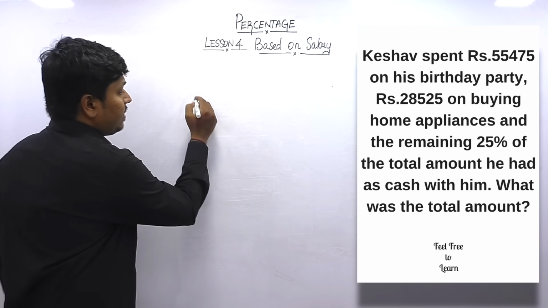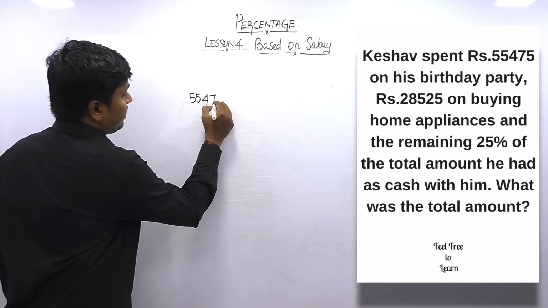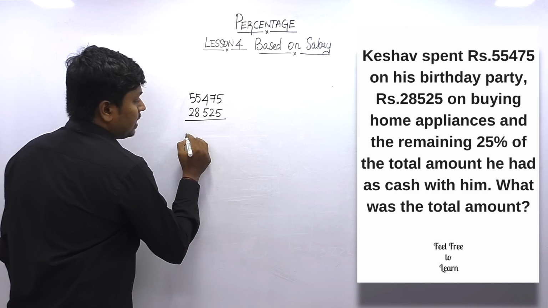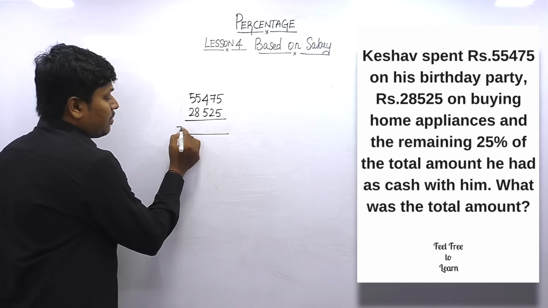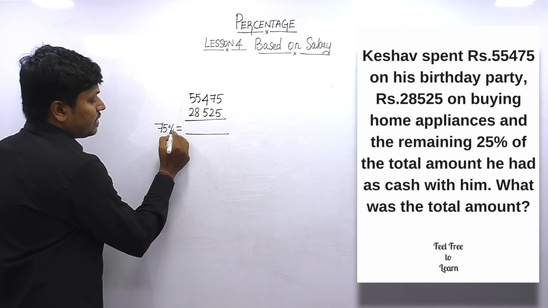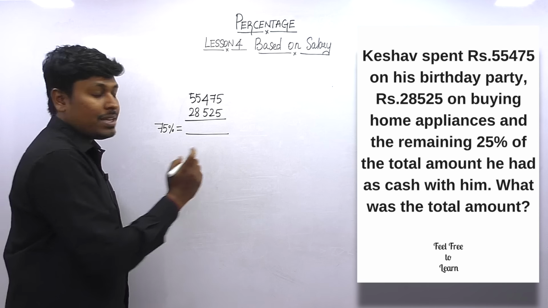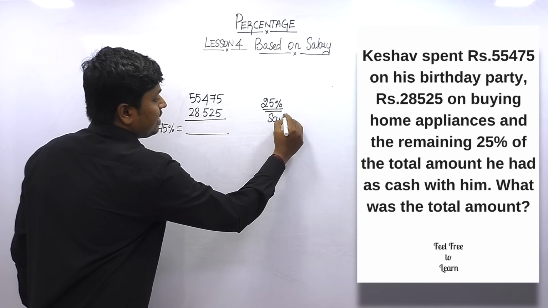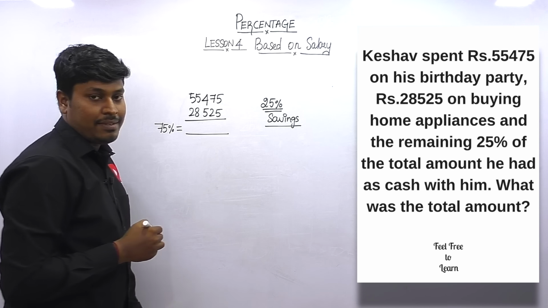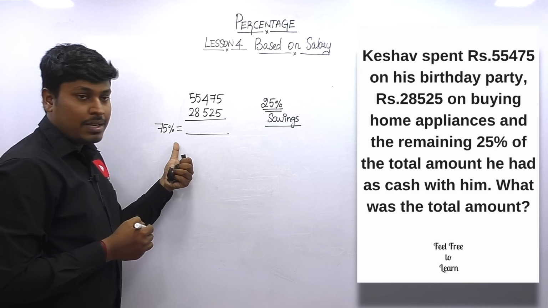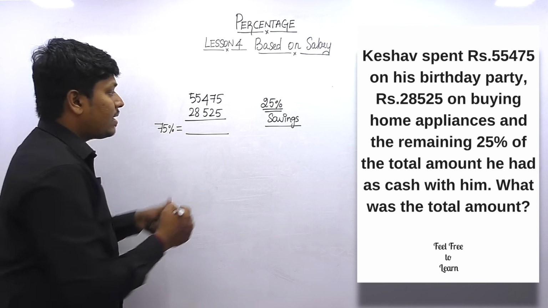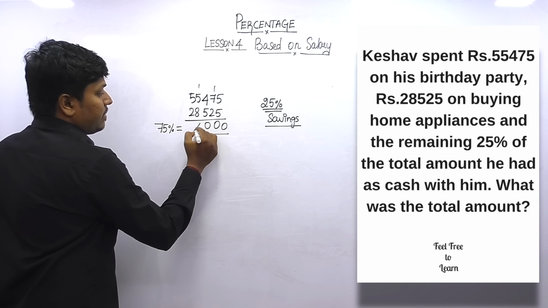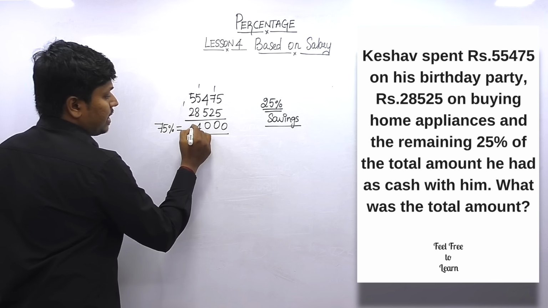Got it, friends? So 55,475 plus 28,525 will be the total amount that he spends. And this amount will definitely be 75%, because after spending this amount, he had 25% cash with him, which is the savings. If 25% is savings, then 75% is the amount that Keshav spent on these two things. Now add the values. 5 plus 5, 10, again 10, again 10, 1. So this will be 14, another 1, 5 and 3 will be 8, 84,000.